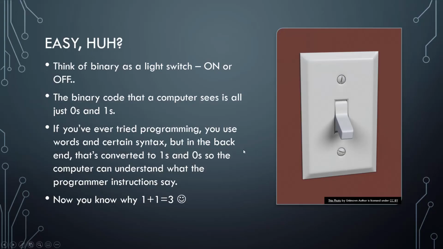Anyways, easy, huh? Think of binary as a light switch. It's either on or off. The binary code that a computer sees is all just ones and zeros. If you've ever tried programming, you use words and certain syntax, but in the back end, that's converted to ones and zeros so the computer can understand what the programmer instructions say. There are computer languages that run in binary also, but nobody does those anymore, I don't think. Anyways, now you know why 1 plus 1 equals 3.